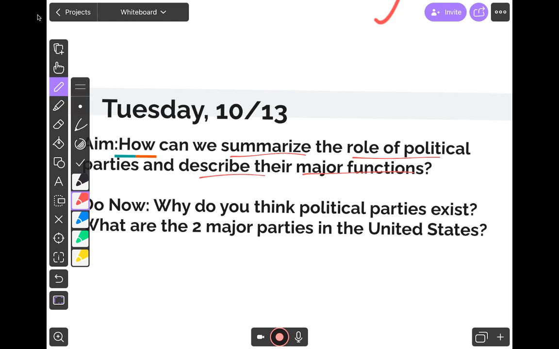The do now is a review question, really trying to gauge where you guys are at, which says, why do you think political parties exist? What are the two major parties within the United States? You might want to start with this question down here, and then you can respond to the first part of the question. You're trying to figure out what are the two major political parties, and then why do they exist? Why do these parties have a place in American society and in our political system? You can pause the video now, try to think through this do now, and then we'll pick up with some notes.